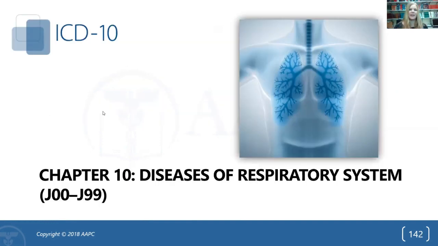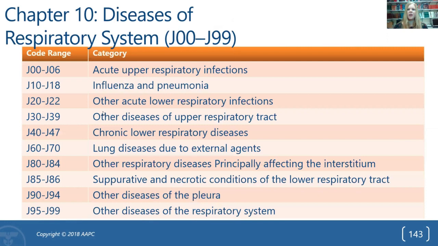Chapter 10 of ICD-10 contains diseases of the respiratory system, and that ranges J00 through J99. This chapter includes codes for upper respiratory infections, pneumonias, lower and upper respiratory tract infections, lung diseases, and other diseases of the respiratory system as well.